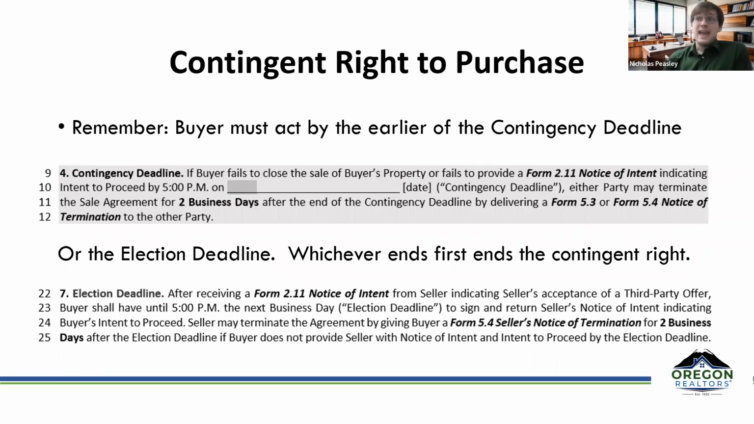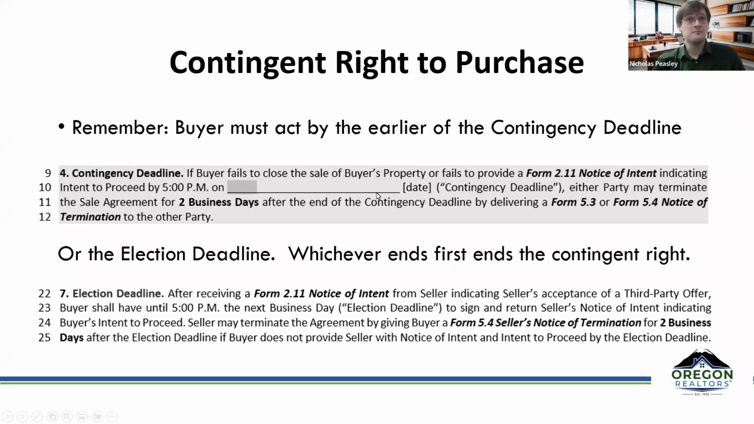Remember, the buyer has to act by the earlier of the contingency deadline or the election deadline. Whichever one ends first is going to be the point that provides the ability to end the contract. So if your contingency deadline ends March 17th at 5 p.m., but on the morning of March 17th, the seller sends in a notice of intent and says, I got a third-party offer. How cool is that? The election deadline would technically take them until March 20th. That 5 p.m. on March 20th is the end of the election deadline because that's 5 p.m. the next business day, but your contingency deadline ended at 5 p.m.